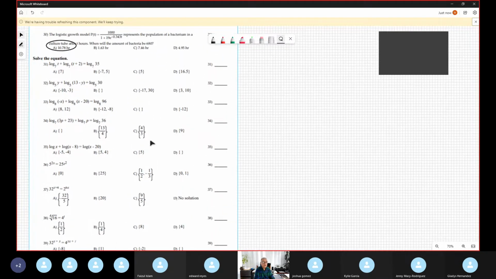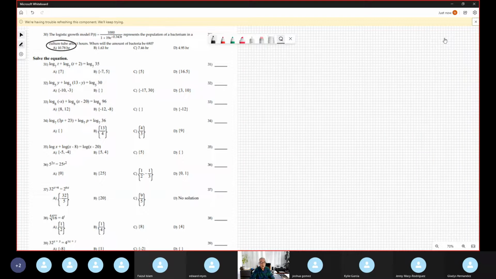Let's practice now solving logarithmic equations. Number 31 is logarithm base 7 of t. Remember, guys, I like so much, put the parentheses, always. Some people don't put the parentheses, but you understand. It's a typical logarithmic equation.